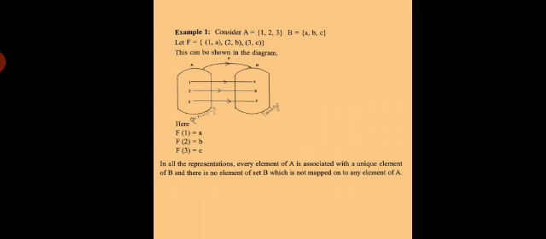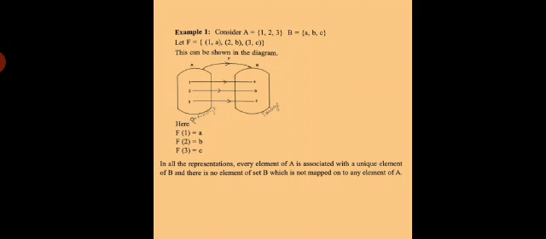Example: consider A equals {1, 2, 3} and B equals {a, b, c}. In the previous slide, we dealt with relations. From the sets only, we created a relation. Here also it is the same case. Two sets will be given, and from that you have to frame a function f. So f equals {(1, a), (2, b), (3, c)} as ordered pairs respectively. This can be shown in the diagram given below.